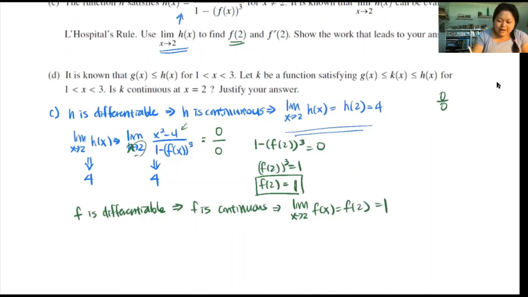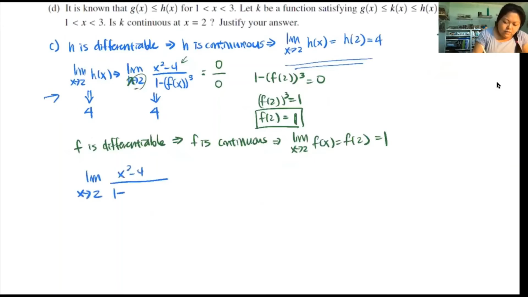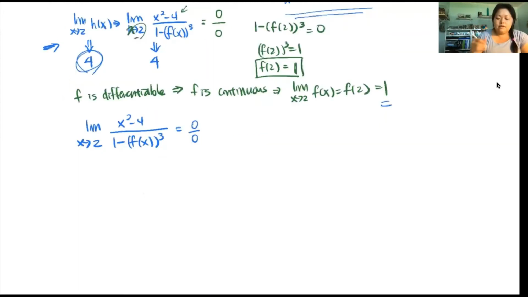Going back to the original, it's a little convoluted, so we're going to go back to this original limit here. The limit as x approaches 2 of x squared minus 4 over 1 minus f of x cubed, right? And we said, we plug it in and we get the condition of L'Hopital's rule. We get 0 over 0. Okay, so now that we have the condition of L'Hopital's rule satisfied, we can go ahead and use L'Hopital's rule to solve for this limit.